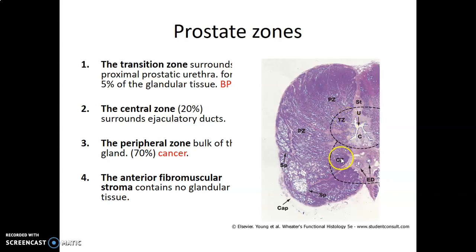Then we have a central zone that is around the openings of the ejaculatory ducts, and this comprises 20% of the gland. The transitional zone contains only 5% of glandular tissue. The bulk of the prostate gland is the peripheral zone, and this region is prone to prostatic cancer. The muscular portion contains no glandular tissue.